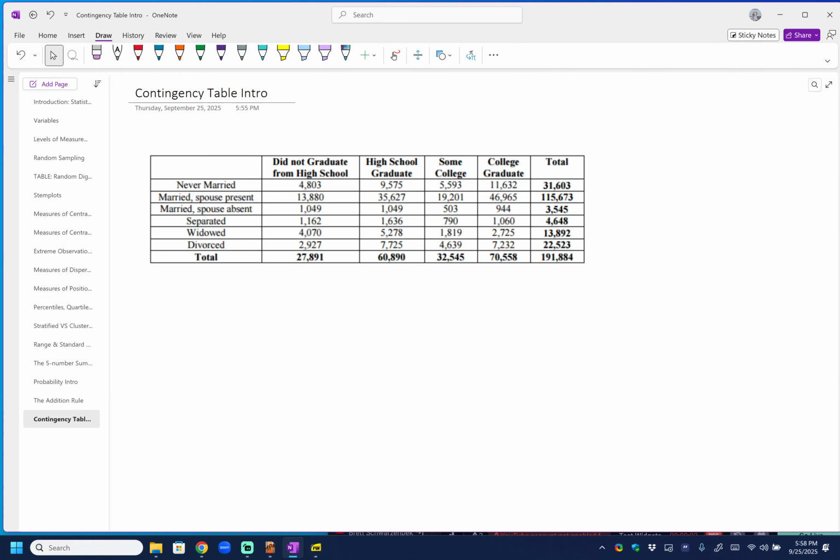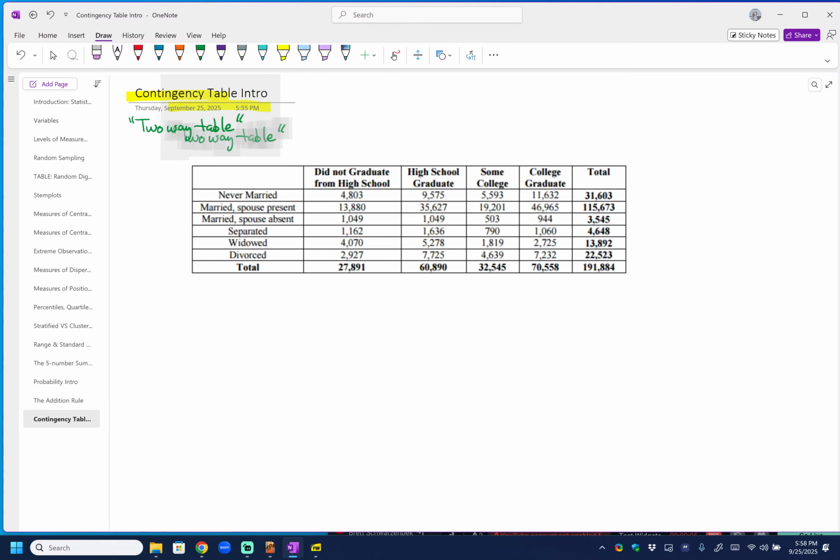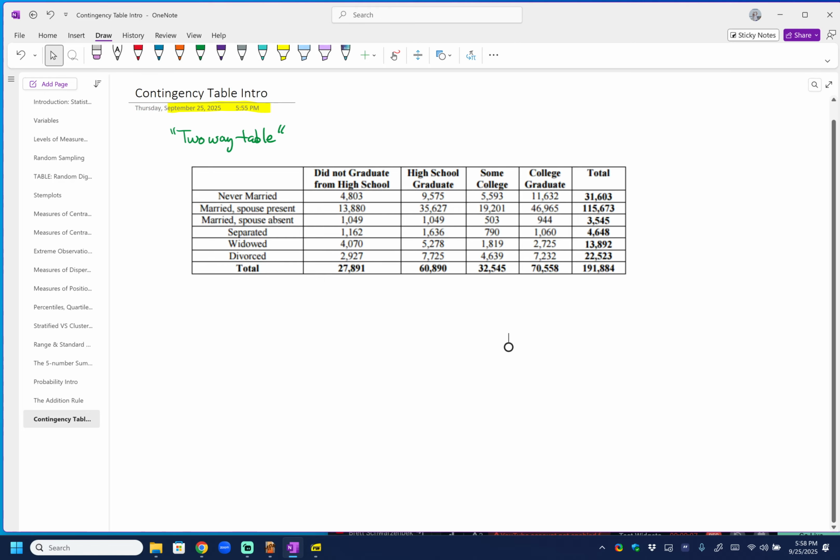In this section, we talk about something called a contingency table. A contingency table, often called a two-way table, is a table made up of data from two different variables. For example, you'll see this table right here, which is indeed called a two-way table. You'll notice that it actually has two different variables at play.